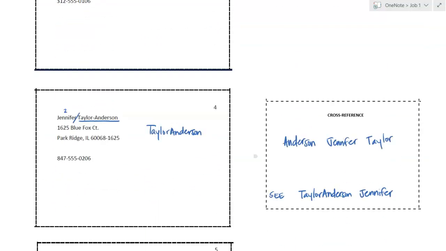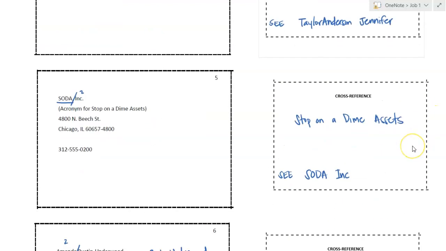Okay, so for the first cross-reference, just for good practice, I am going to underline my key unit and separate my units as well. And this is going to help you as you work on filing them.